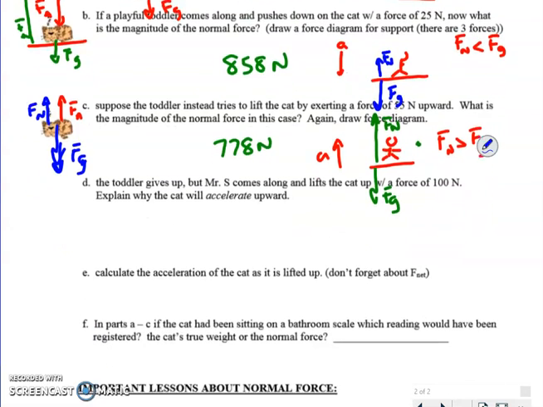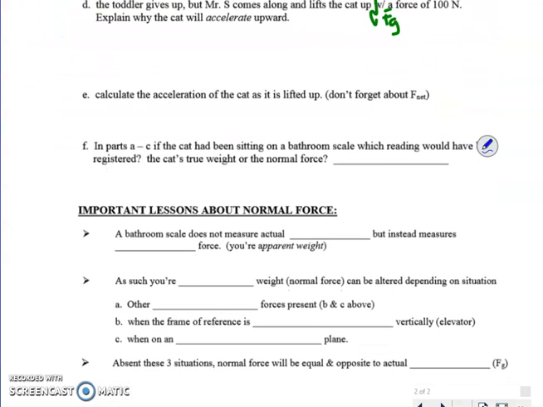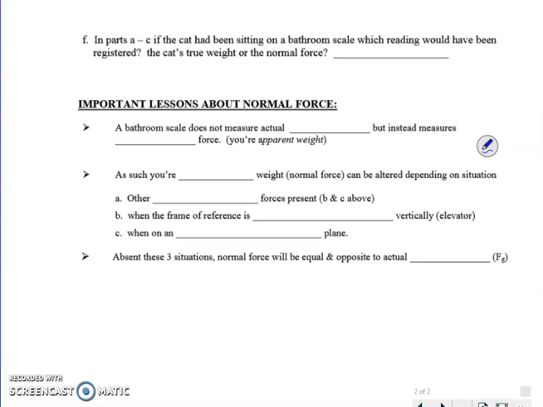So, what's this all have to do with? Well, this goes to the very last question we asked in here, is when you stand on a bathroom scale, what would be registered, the cat's true weight or the normal force? The true weight of the cat doesn't change regardless of what you do to it because it depends on the mass and the planet pulling on the cat, the earth. However, the normal force changed. And you can imagine if that cat were sitting on a scale, when you push down on the cat, the scale would go up. And when you lift up on the cat, the scale would go down. So the scale reads the normal force. And that's really important. So a bathroom scale does not measure actual weight.